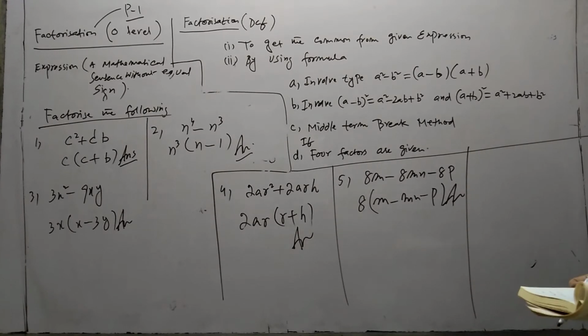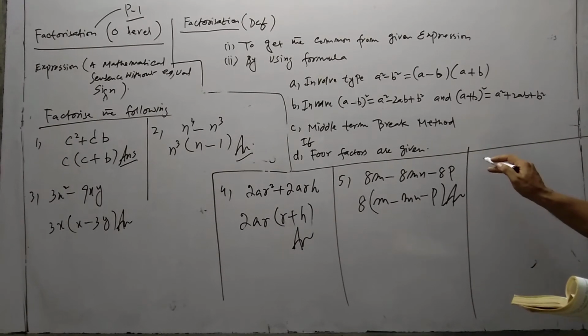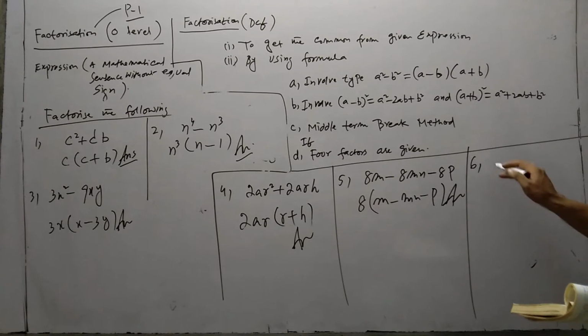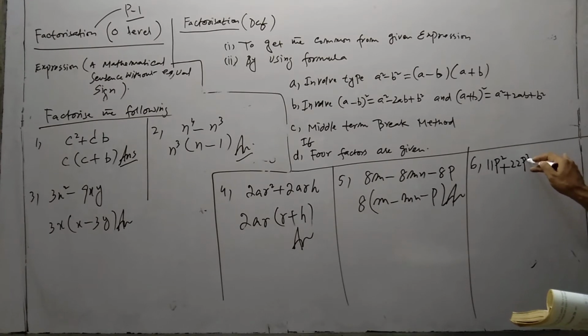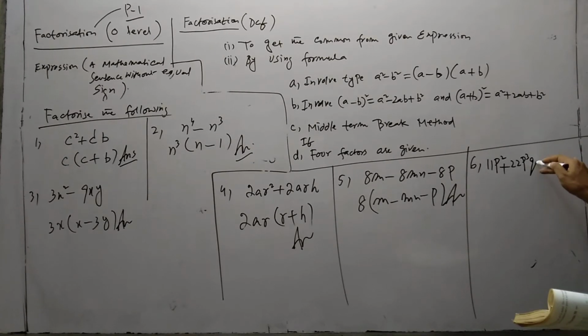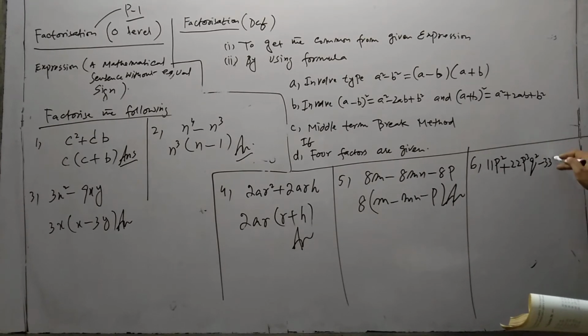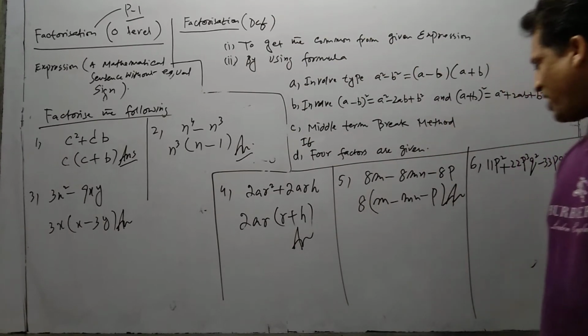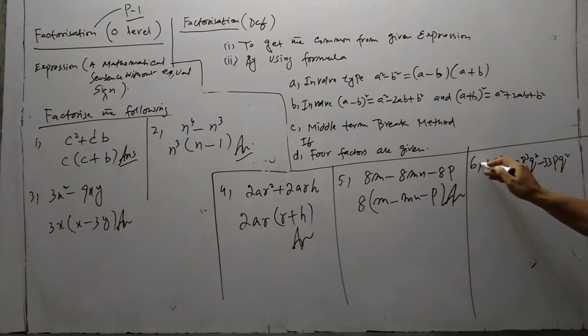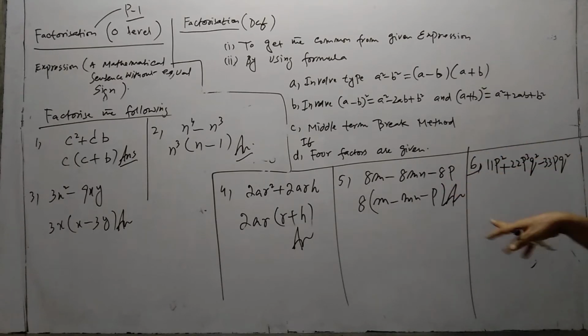For example, question 6. 11 p square plus 22 p cube q square minus 33 p q square. Students, apply the first definition to get the common from the given expression. How to factorize? This is question number 6 of today's lecture.